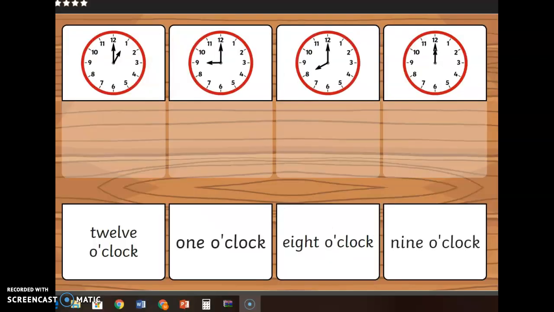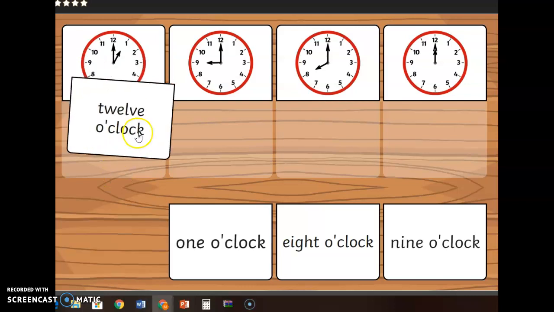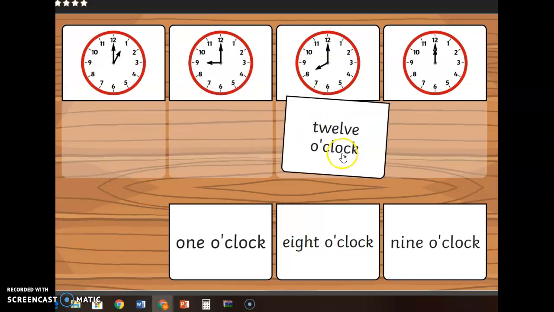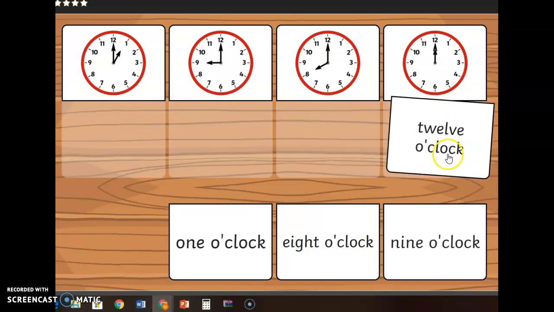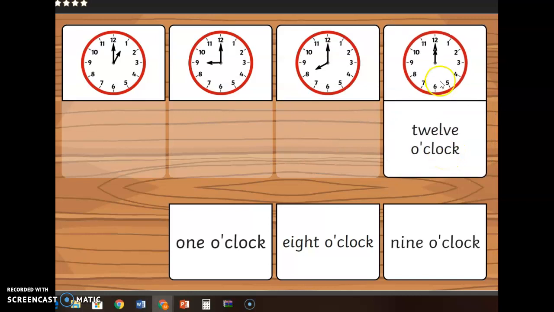Okay, guys, so here I have found you a very nice online game where at the top we have the clocks and at the bottom we have the time in words. So I'm going to help you read the time and you will help me to match the time with the correct clock, okay? Let's start. 12 o'clock. Here? No. Here? No. Here? No. Here? I think so, yes.